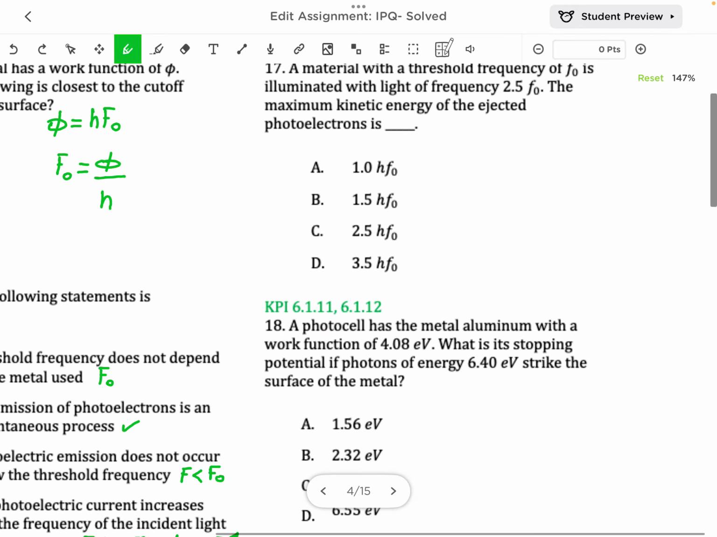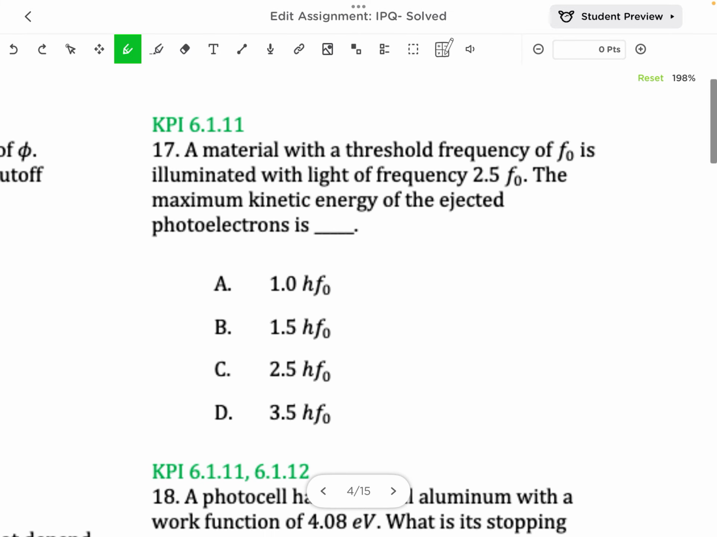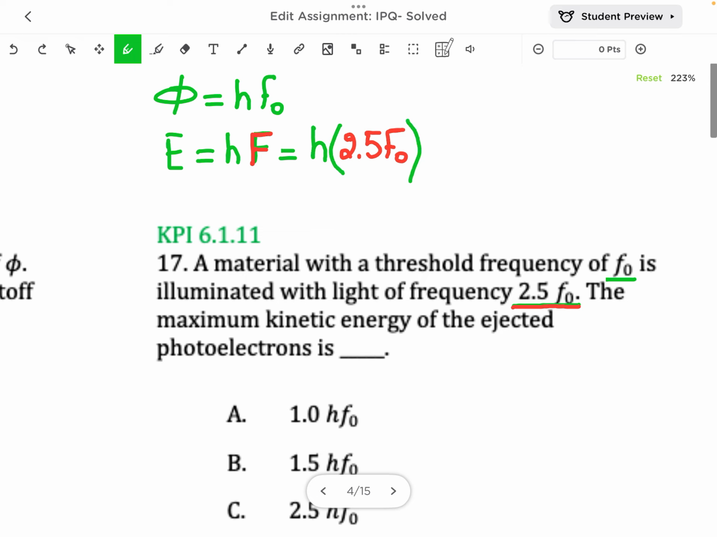Now, a material with a threshold frequency F0 is illuminated with light of frequency 2.5 F0. The maximum kinetic energy of the ejected photoelectrons is... So the work function is hF0 and the energy is hF. In particular, F equals 2.5 F0. This is what he meant. So h multiplied by 2.5 F0, we need to find the kinetic energy.